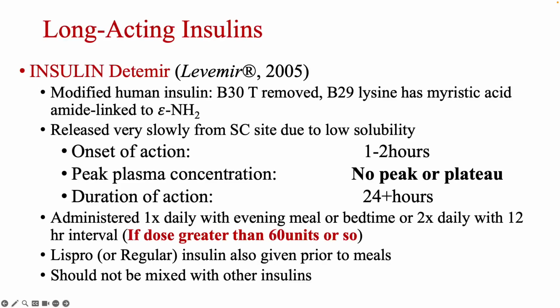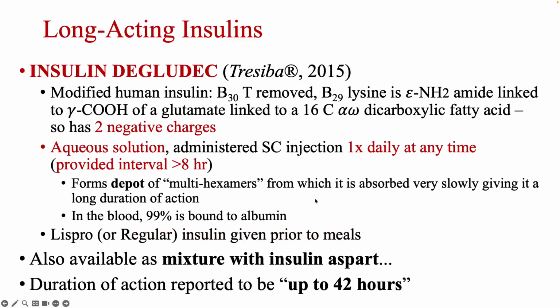Then we have insulin detemir, which has also been modified to reduce solubility and generally has the same exact kinetics as glargine. And then we have insulin degludec, which is a modified human insulin with a single amino acid deletion, unlike insulin glargine. It is active at a physiologic pH. But the addition of a gamma amide linked to the gamma carboxylic acid of glutamate, which is also linked to a dicarboxylic fatty acid, allows for the drug to form multi-hexamers in subcutaneous tissues.